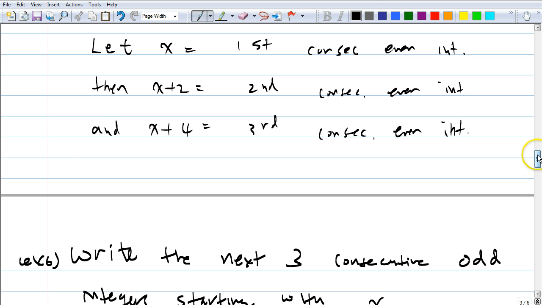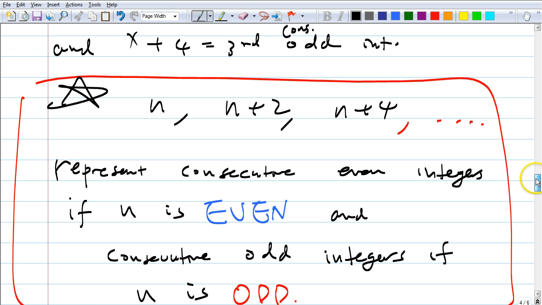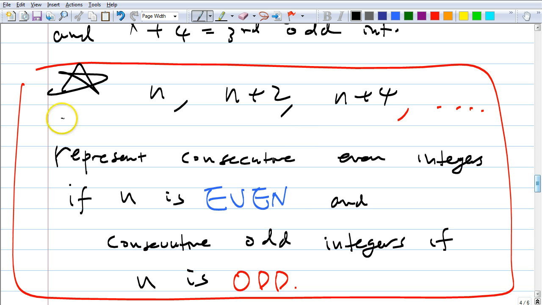So I'm going to summarize this for you. Write this down. This is important. n, n plus 2, n plus 4 represents consecutive even integers if n is even, and consecutive odd integers if n is odd. In other words, it depends on the very starting number, right? If the starting number is even, it's going to keep on becoming even. If it's odd, right? So we use the same exact way to declare consecutive evens and odds. Okay, so please note that this is true.